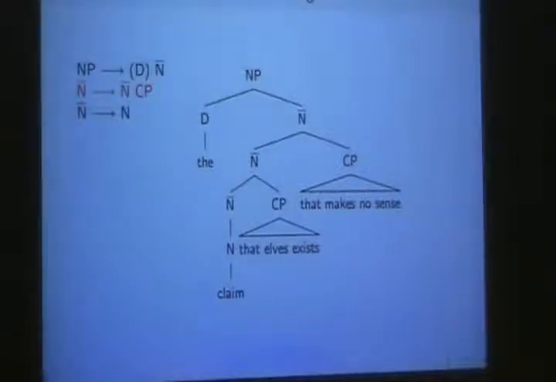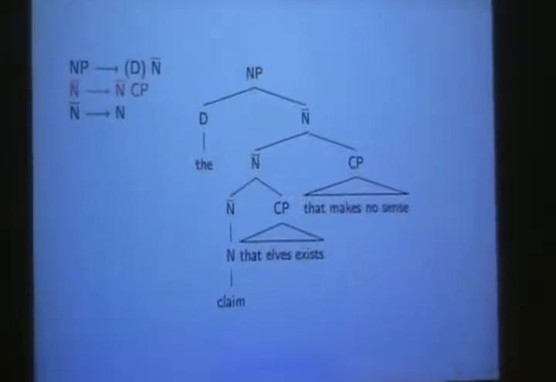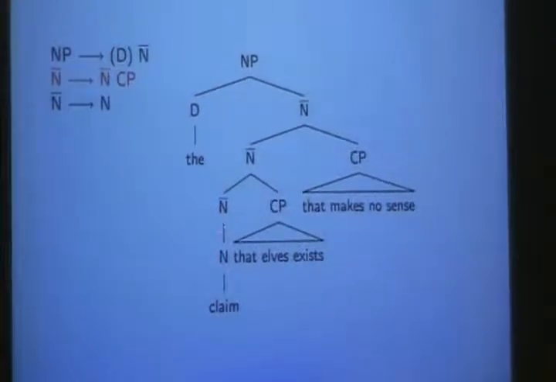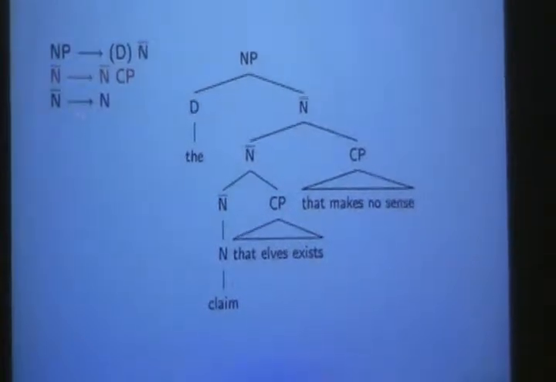It's a noun phrase that starts here with a determiner and continues with an N-bar. And this N-bar, according to this rule, can and does in this instance have a complementizer phrase on the right, and starts with an N-bar. This N-bar looks just like this one. It has an N-bar on its left-hand side that continues with a complementizer phrase. And this N-bar, finally, is the one that just has a noun.